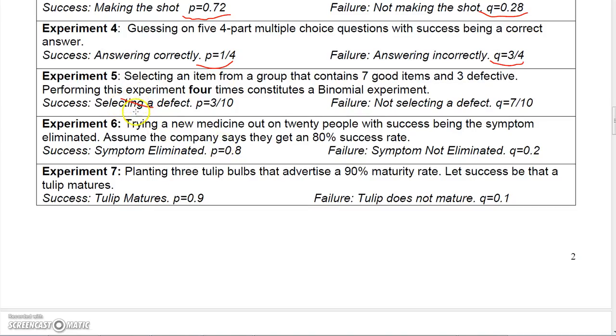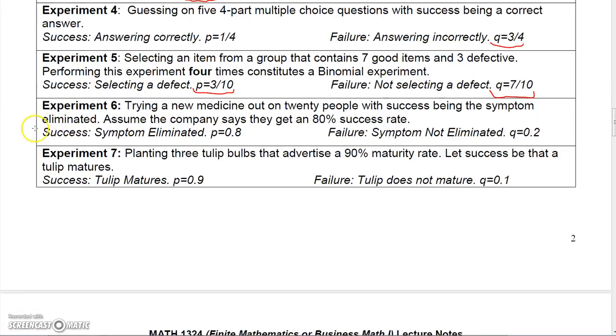You might select an item from a group that has 7 good items and 3 defective items, and let's say you do that multiple times. Well, the probability of success on each trial would be 3 out of 10, and the probability of failure would be 7 out of 10. Notice this time I said success would be selecting a defective item.